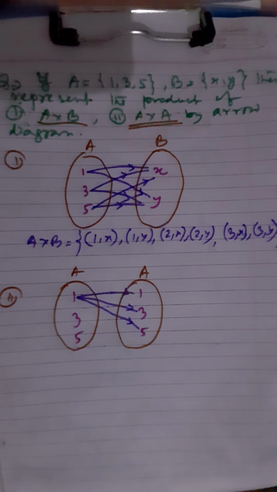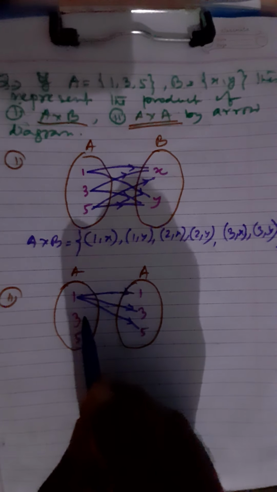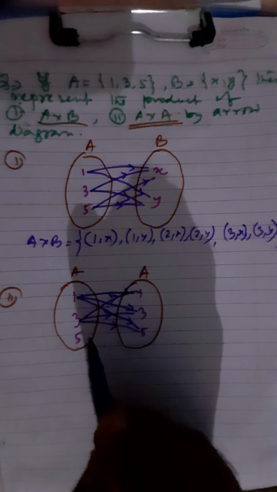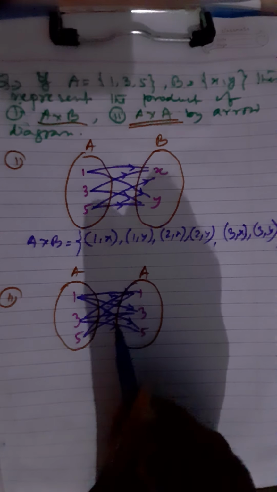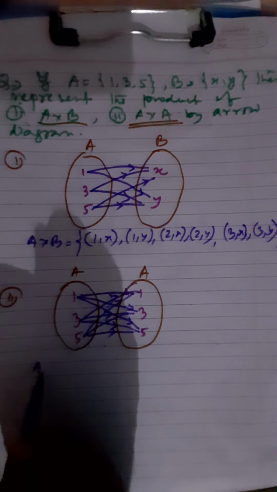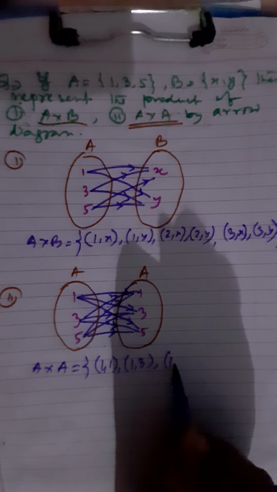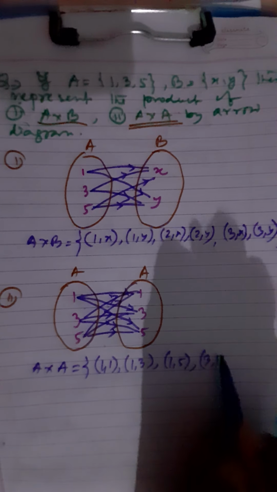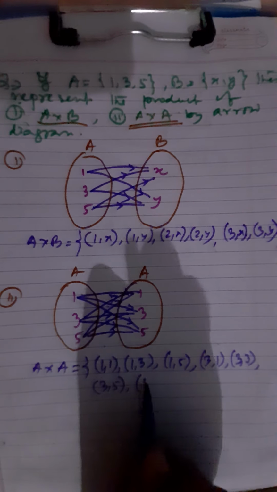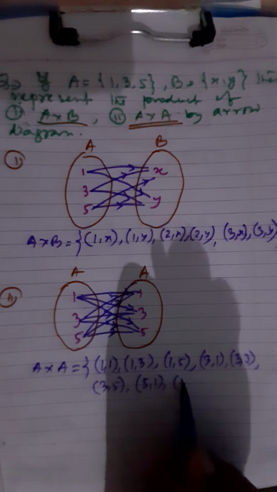Okay. Next, 3 is associated with 1, 3 is associated with 3, 3 is associated with 5. Next, 5 is associated with 1, 5 is associated with 3, 5 is associated with 5. So, A cross A, what will we write? 1 comma 1, 1 comma 3, 1 comma 5, 3 comma 1, 3 comma 3, 3 comma 5, 5 comma 1, 5 comma 3, 5 comma 5. This is the answer. Okay.